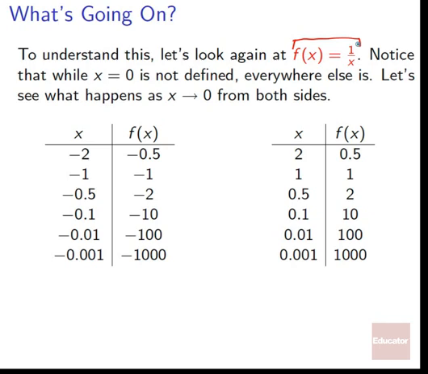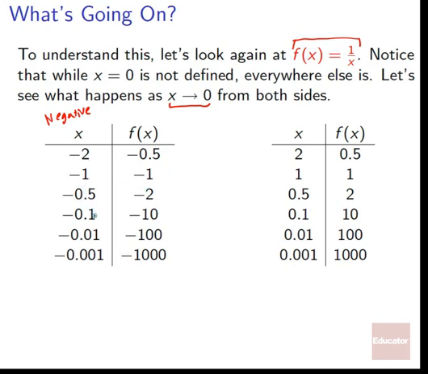So let's see what happens as x goes to 0. This little arrow, we say x is going to 0. We're looking as x gets close to 0. Not actually at 0, but as x sort of marches towards 0. So let's look at what happens as we go from the negative side. As we plug in negative 2, we'd get negative 0.5, right? 1 over negative 2. We plug in negative 1, we get negative 1.